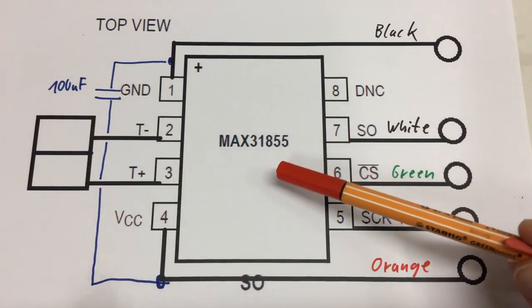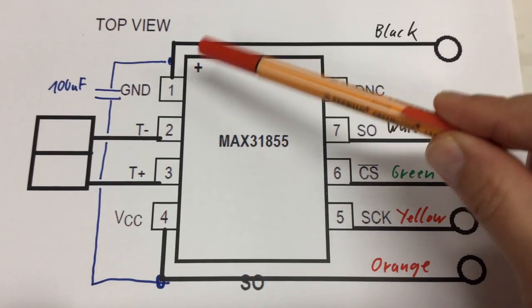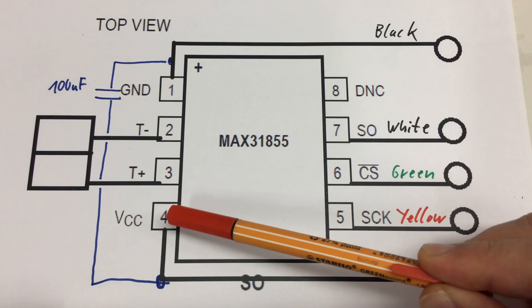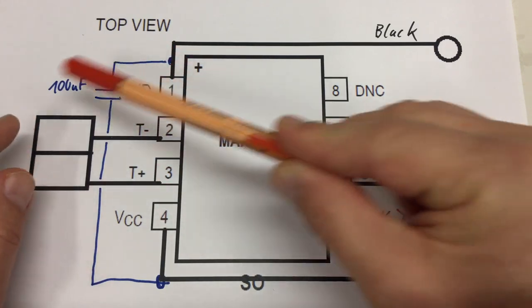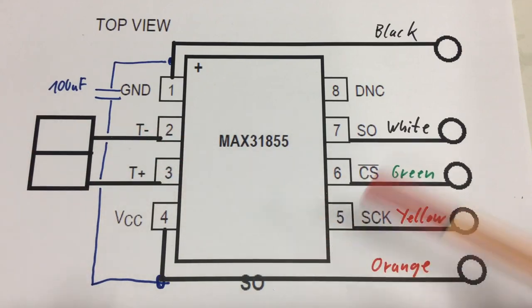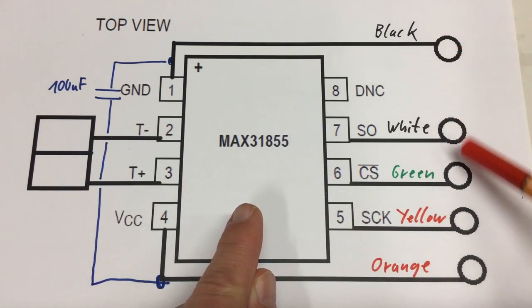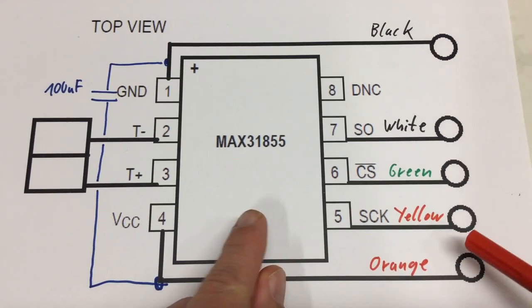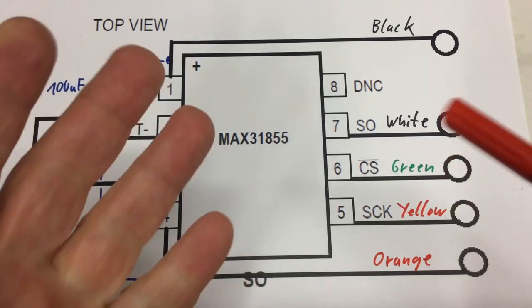The MAX31855 with a decoupling capacitor across VCC and ground, a terminal block connected to the thermocouple inputs, and a 5-pin pin header for the connections to the breadboard. That's all.